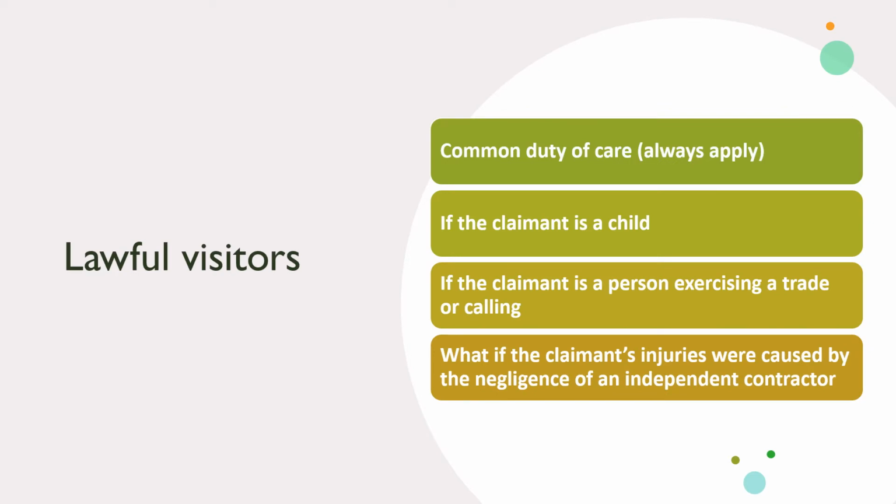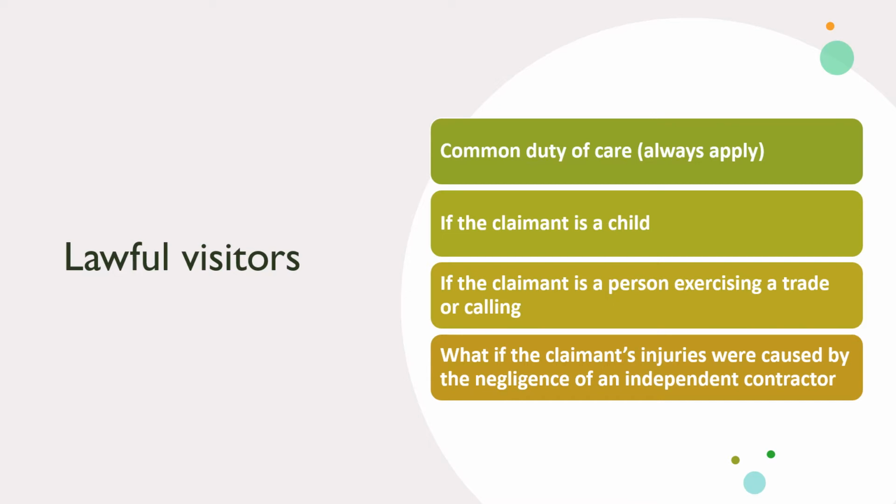So once we've established who we're claiming against, once we've established that it is premises, and once we've established that the person claiming is a lawful visitor, then there are 4 things we may need to consider. Now, we don't need to consider every single one of these for every single time you're going to apply the law. So your analysis skills will identify which you should use in each scenario.